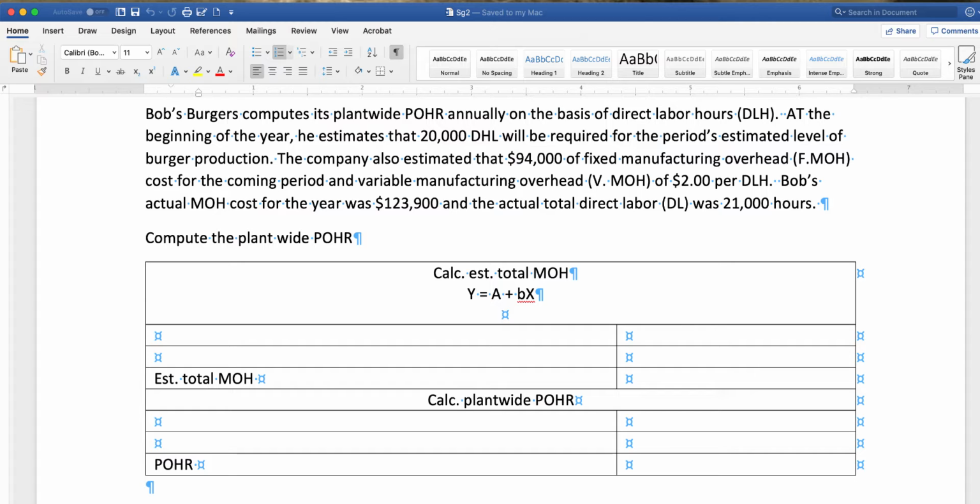Okay, so we have Bob's Burgers. In case you haven't noticed, I am a huge Adult Swim fan, Family Guy. Basically anything Seth MacFarlane does I think is hysterical.